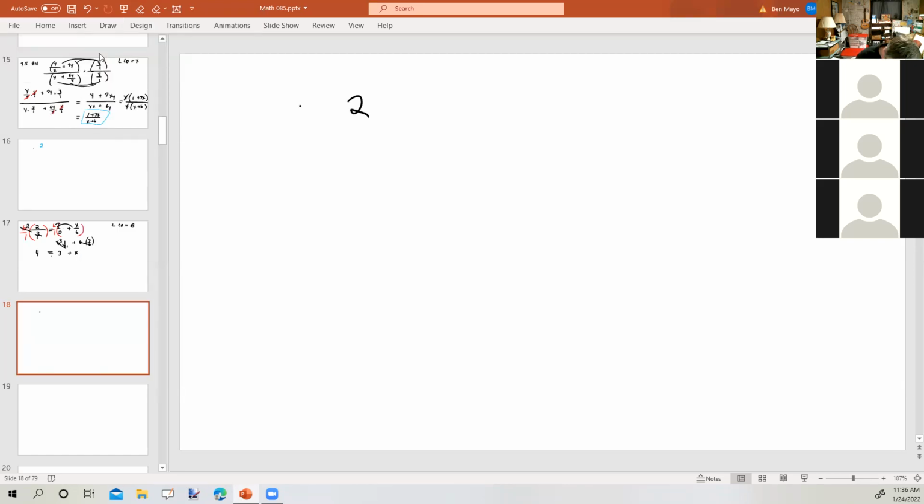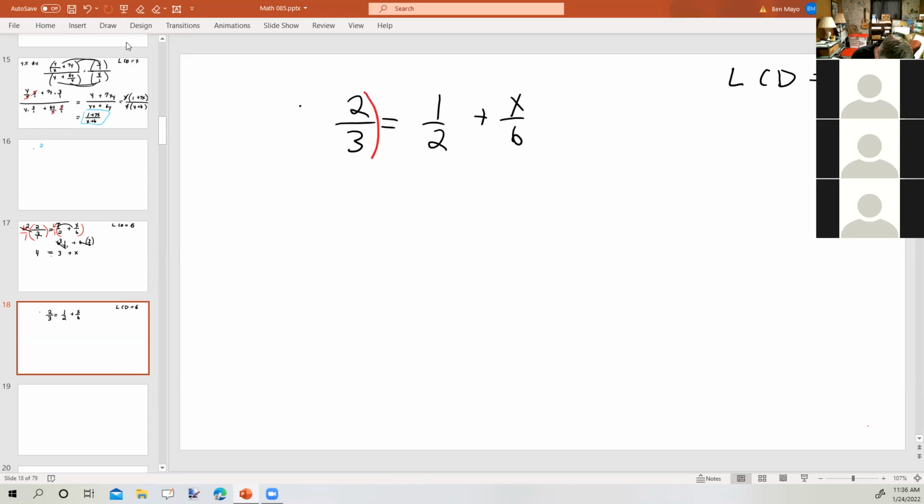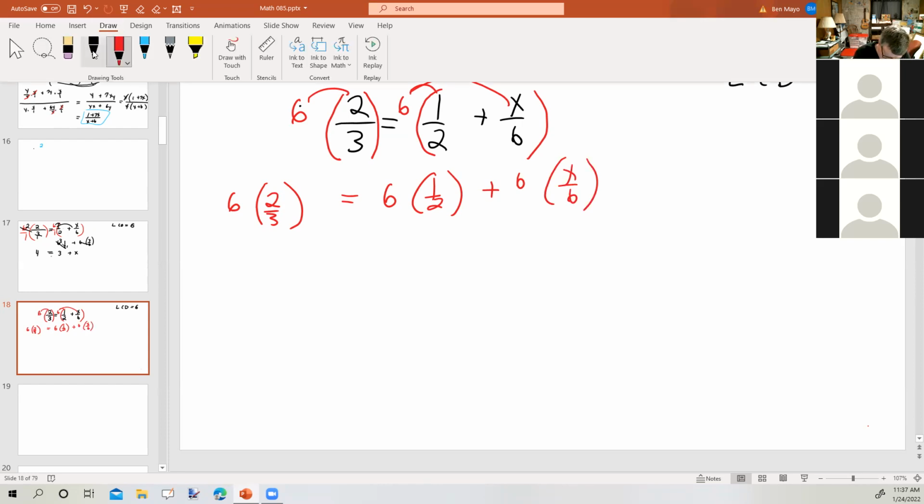So we've got 2/3 equals 1/2 plus x over 6. Are you okay with how I found the least common denominator? Yeah. All right, good. Okay. So now we're going to multiply both sides of the equation by 6. And I'm going to distribute the 6. So I'm going to have 6 times 2/3 equals 6 times 1/2 plus 6 times x over 6. Are you okay with that?